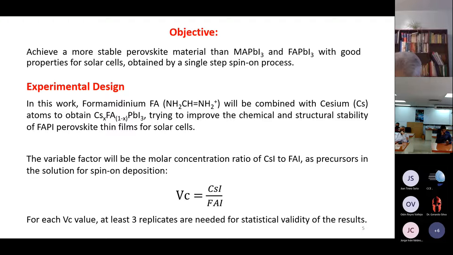And in this case, this factor was the ratio of molarities of cesium iodide to formamidinium iodide. This is the variable BC, which measures these ratios of cesium iodide concentration to formamidinium iodide concentration. And when we apply this, as you will see, using a commercial program for designing the experiments, we could see that there was a need for at least three replicates in order to have enough information to have a statistical validity for the results.